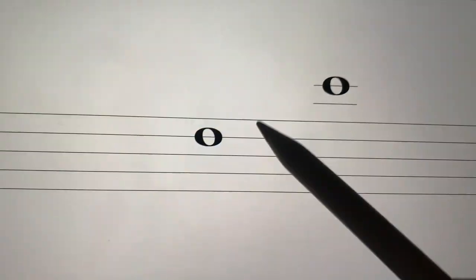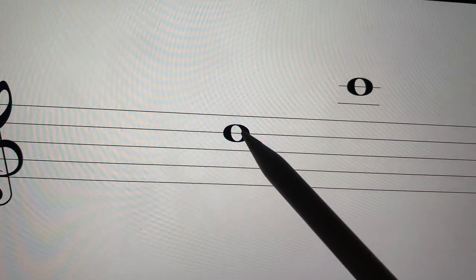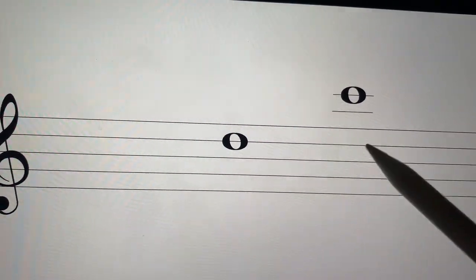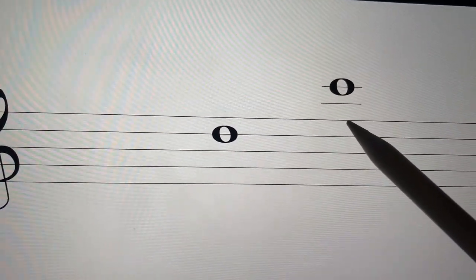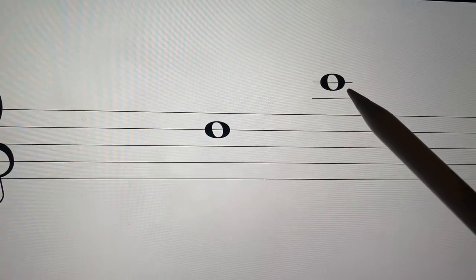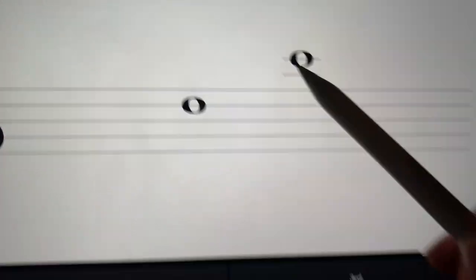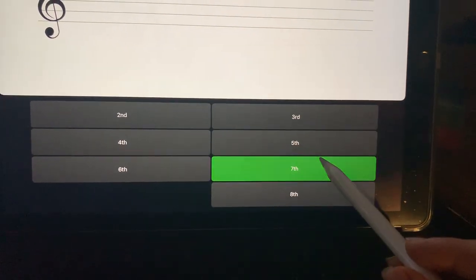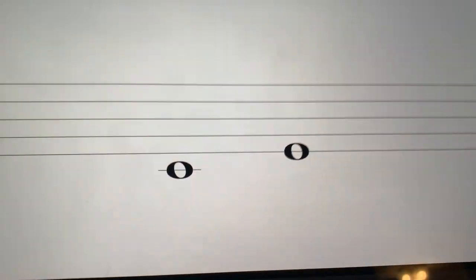So looking at this one here, my first note is D. That's going to be my 1. So I'm just going to count over here. D is 1, E is 2, F is 3, G is 4, A is 5, B is 6, and this C is a 7. So sure enough, I'm going to click the 7th and see what it says. It's correct. All right, let's do another one.